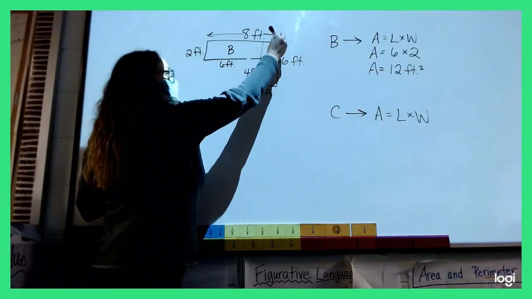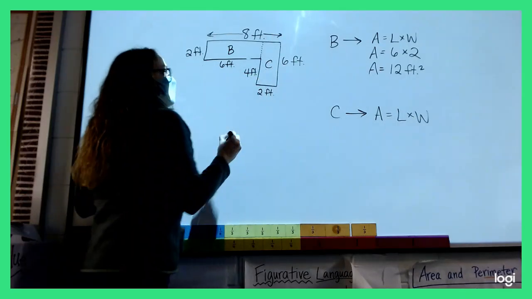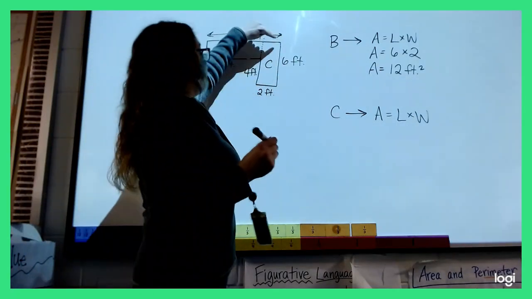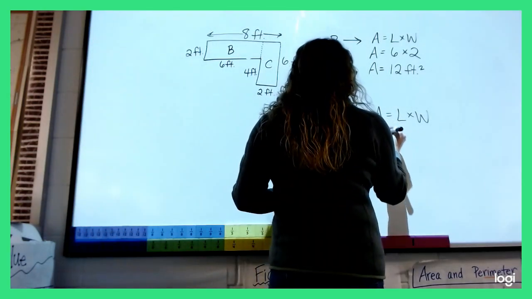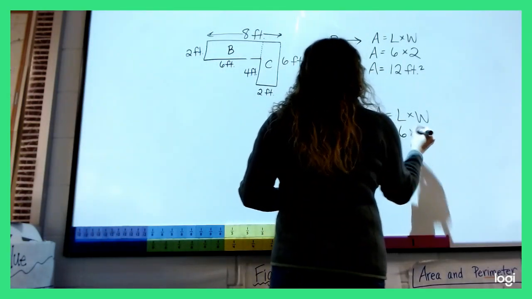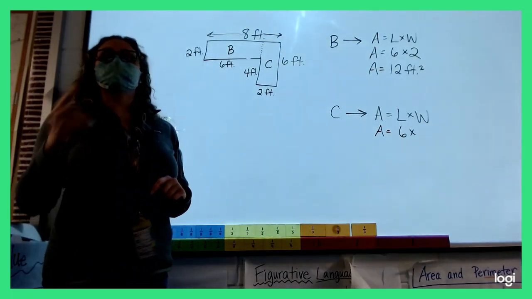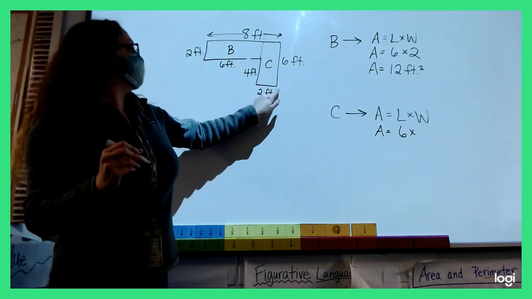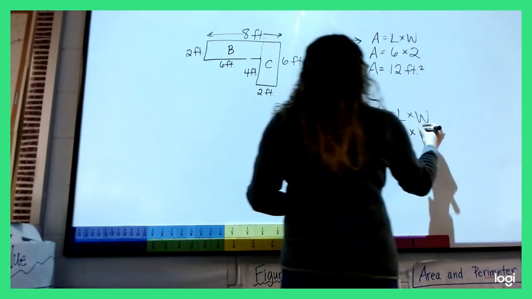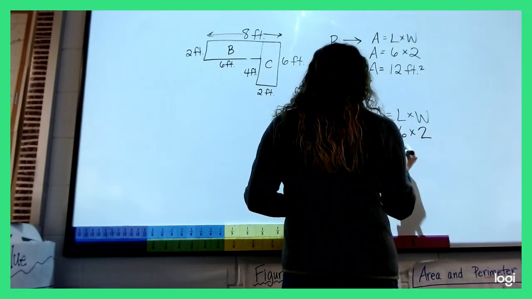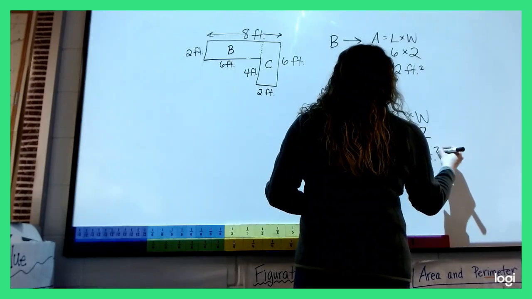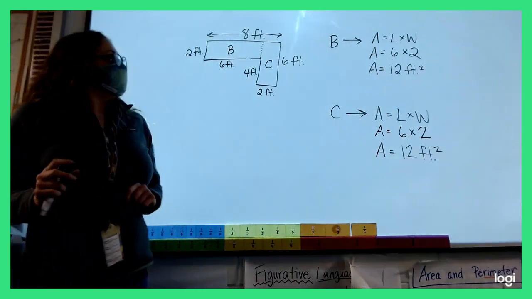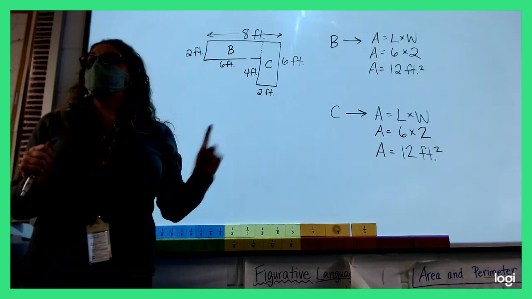We need a full length and a full width. So my length has to be 6. That's the complete side of shape C. So if 6 is my length, what's my width? Abby? 2. My complete width across the bottom. All right, now we can multiply. Ah, looky there. Any questions so far about why we did what we did?